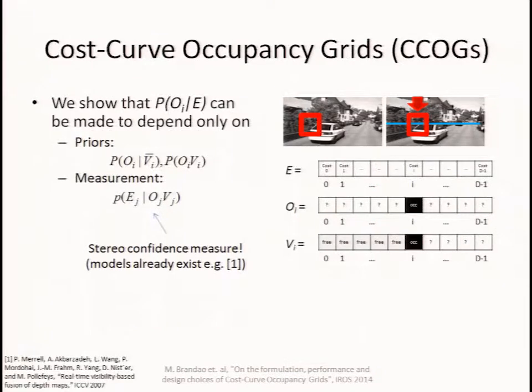So in the paper, we show that you can compute the probability of occupation of a cell given the cost curve, and that it depends only on priors of occupancy and visibility of cells, and on a measurement model which measures the probability of measuring a certain cost given that the cell is occupied and visible. This is basically a stereo confidence measure, which is a very active field in computer vision, and for which many models already exist. And in this paper, we compare 2 of them for this application.